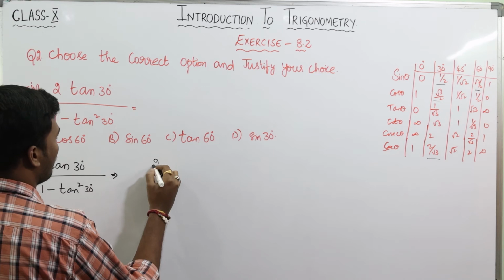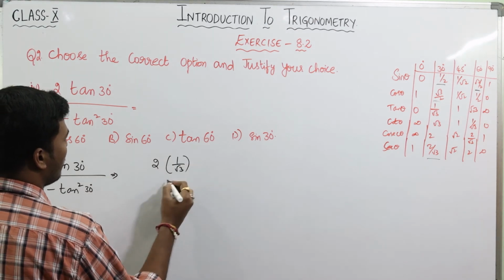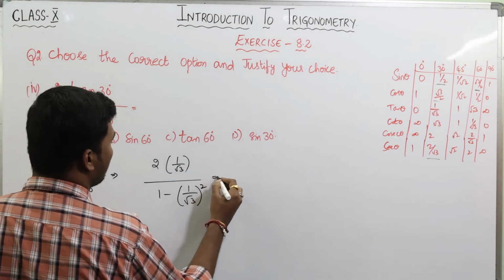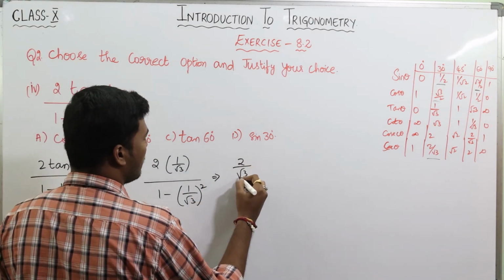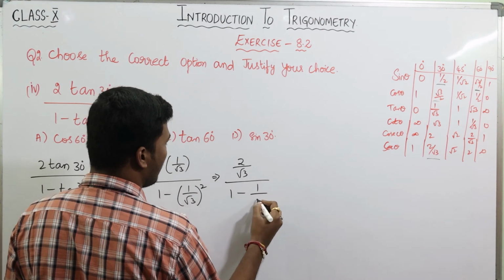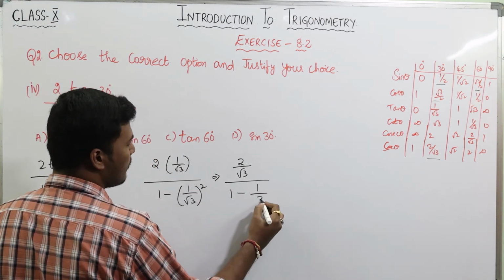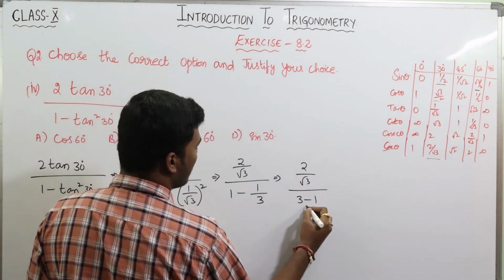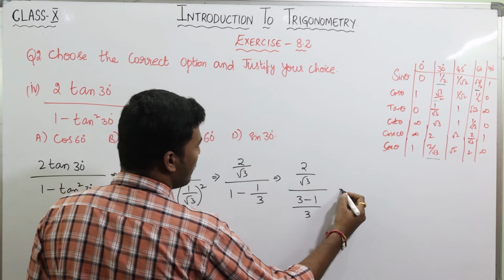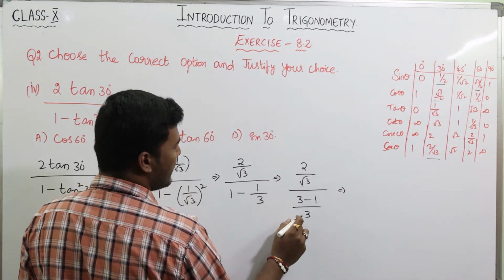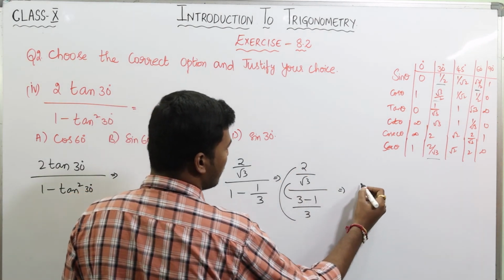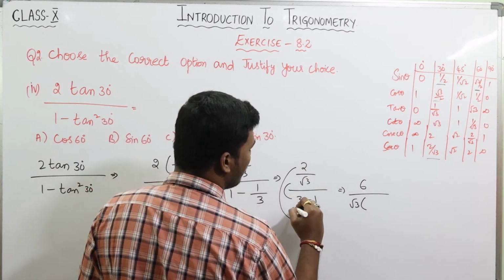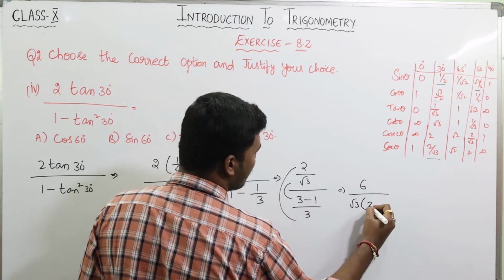1 by root 3. So 2 into 1 by root 3 by 1 minus 1 by root 3 whole square. Then this will become 2 by root 3 by 1 minus, 1 square is 1, root 3 whole square is 3. This implies 2 by root 3 by 3 minus 1 by 3. Then apply A by B by C by D, AD by BC, that is 2 into 3 is 6 by root 3 into, root 3 into 3 minus 1 is 2.